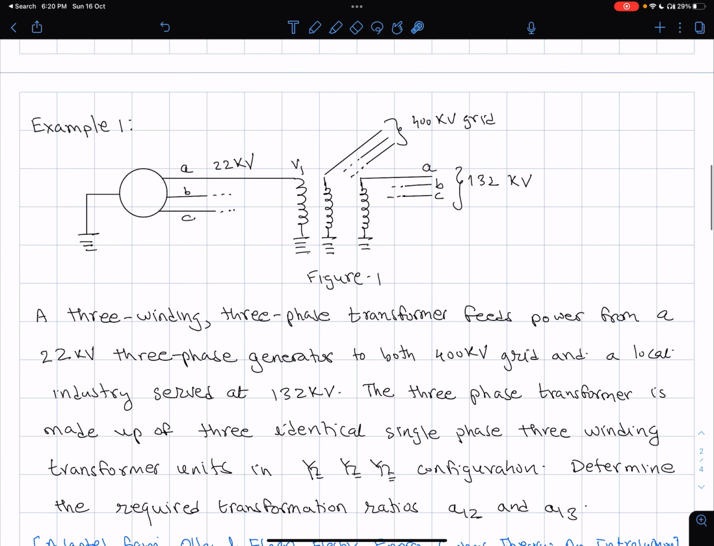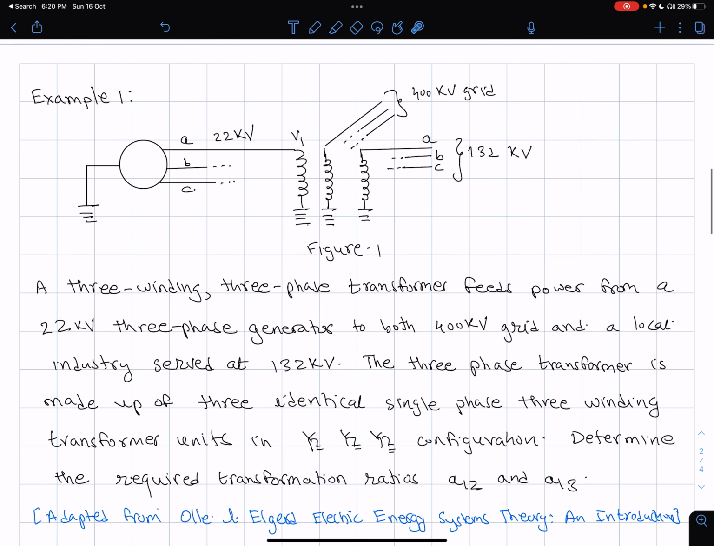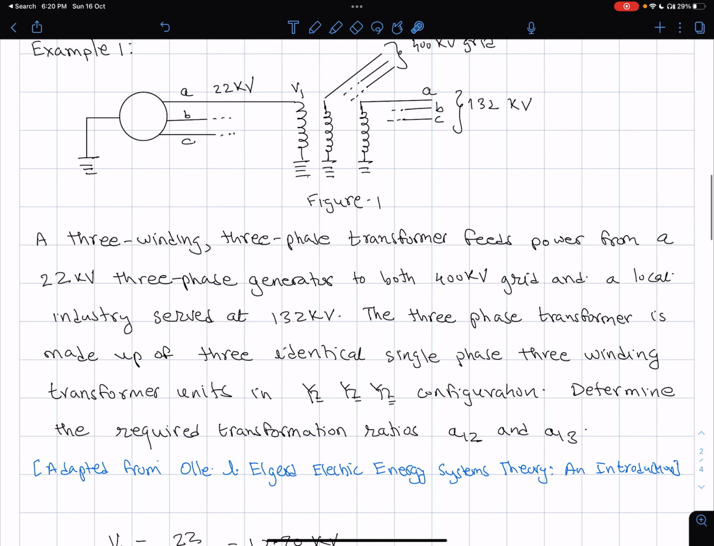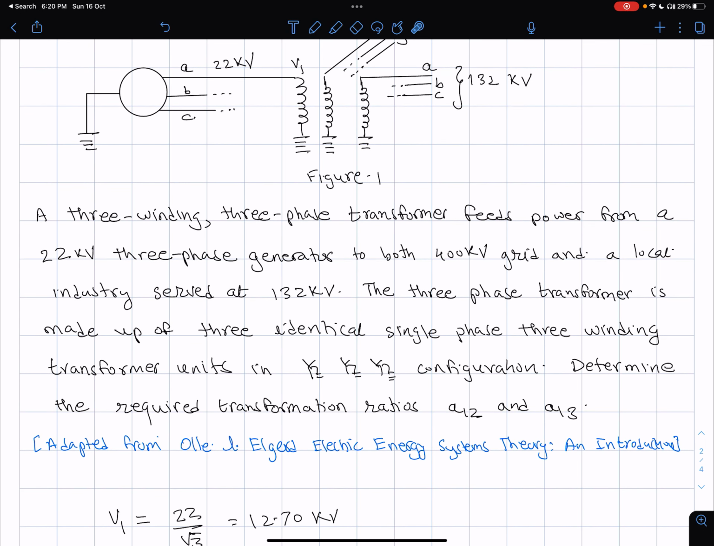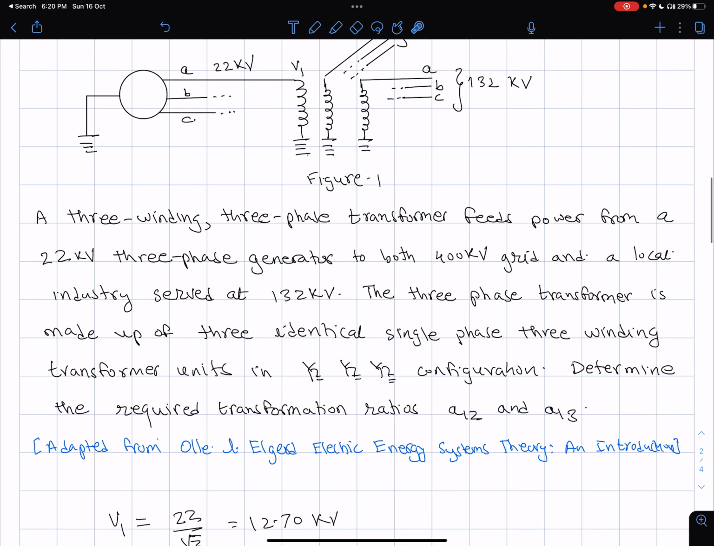and a local industry served at 132 kV. The 3-phase transformer is made up of 3 identical single-phase 3-winding transformer units in star-grounded, star-grounded, star-grounded configuration. Determine the required transformation ratios A1 and A2. Incidentally, I have adapted this problem from Elgard, a book on electrical energy systems theory and introduction, a very beautiful book.